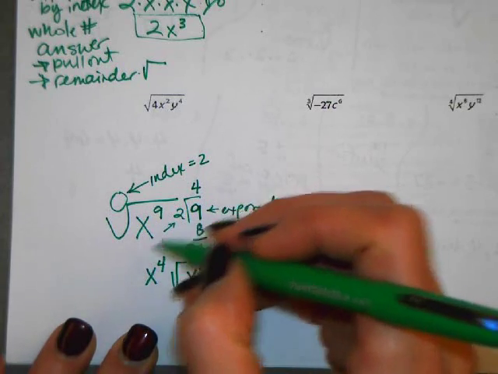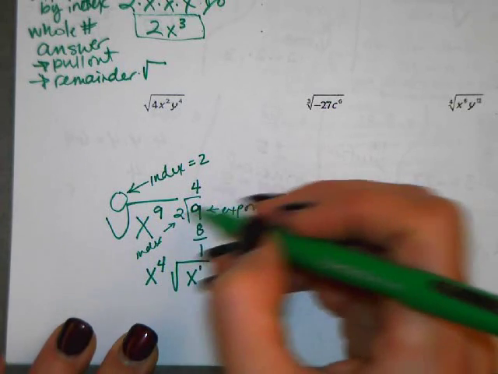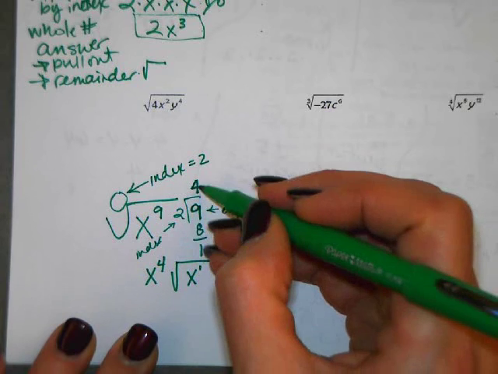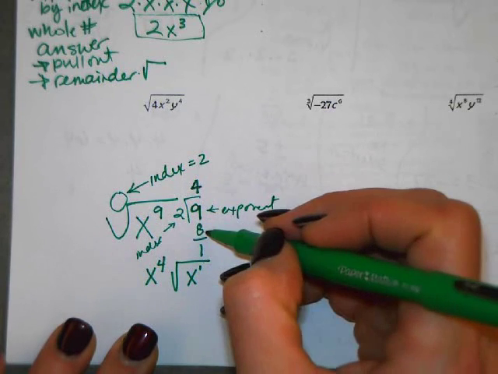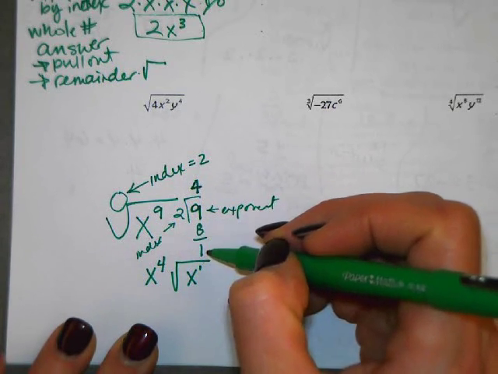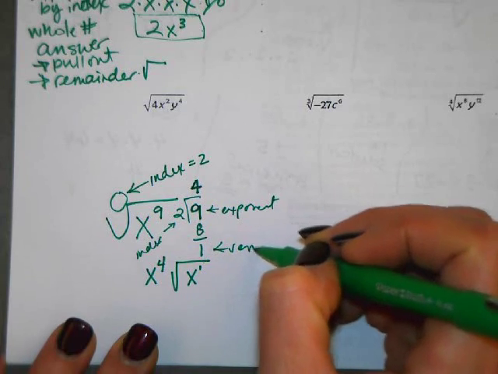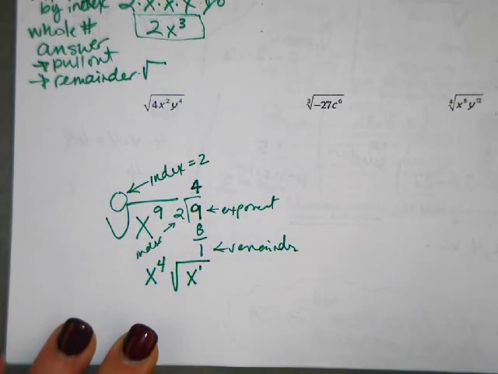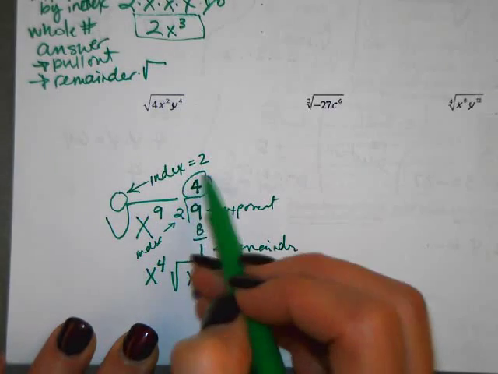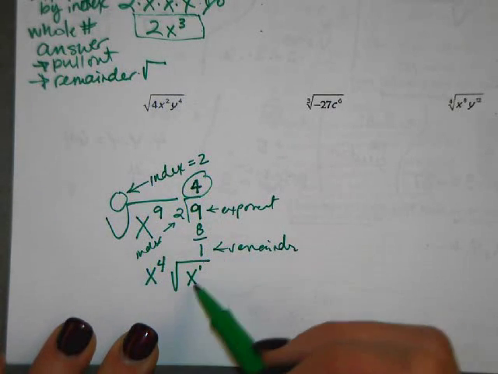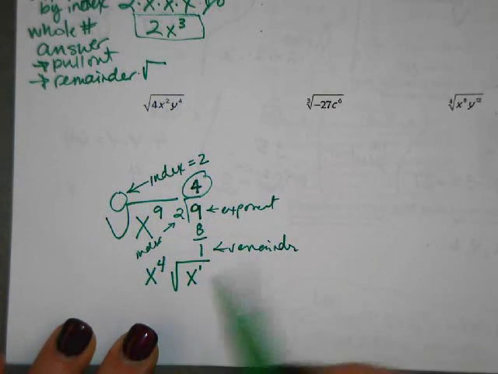This is my index. I divide it. 2 goes into 9 4 times. I take 4 times 2 to get 8. I subtract the 2, and then I get my remainder. Okay? So therefore, this is how many gets pulled out, and this is how many stays under. And it's not 4x, it's x to the 4th, because we're working with exponents, right?